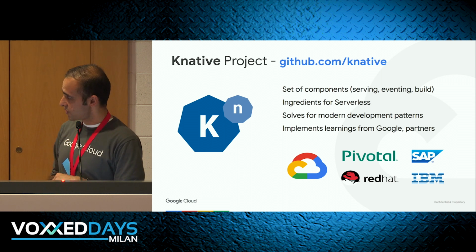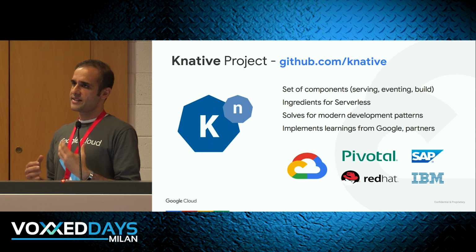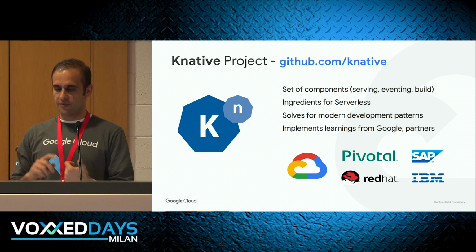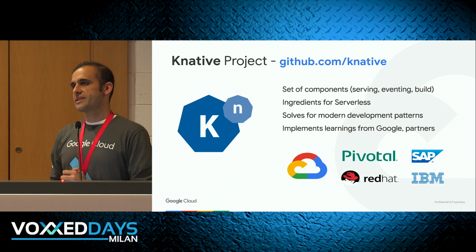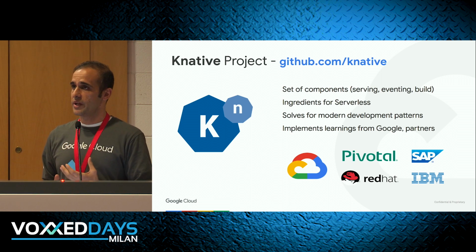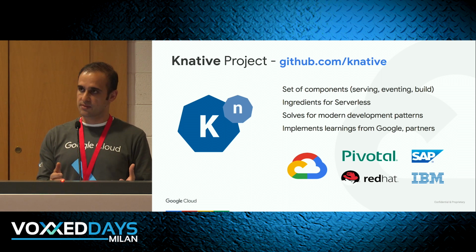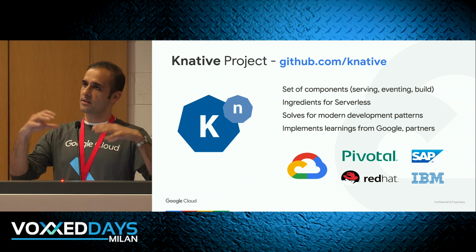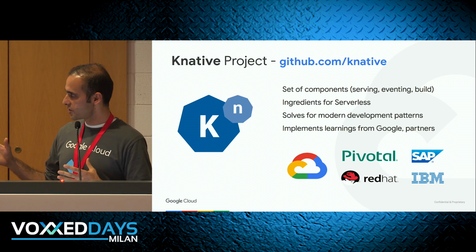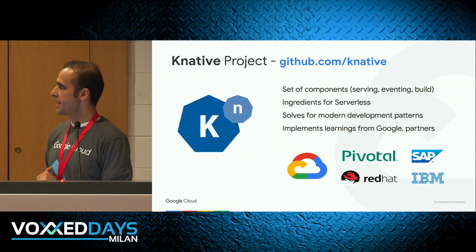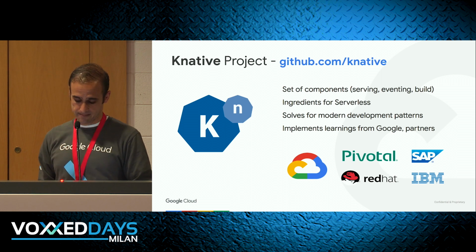So Knative is an open source project. It's on GitHub, and it provides a set of components. These components are for serving, eventing, and build, that we'll go through. You can think of this as the ingredients for serverless, the things that you need for serverless, but you don't have to build them yourself because Knative gives you these building blocks, and then you can build on top of that. It came from Google, but now it's an open source project, and a bunch of companies like Red Hat and IBM and others are actually supporting this project.